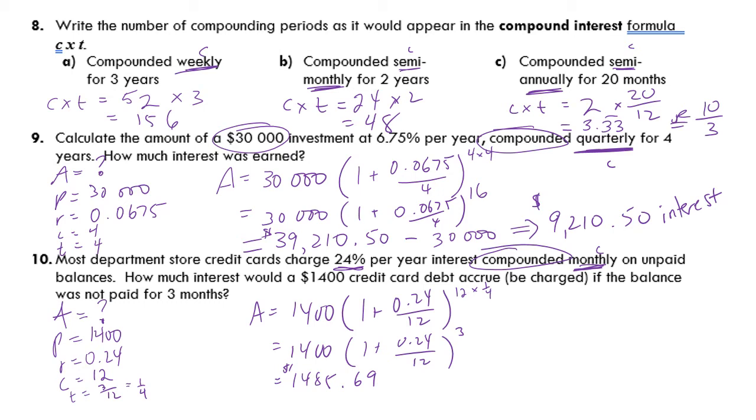How much interest would be charged? Well, again, subtract how much you owed originally. That means you're actually paying $85.69 in interest. After only 3 months, that's how much extra you have to pay.